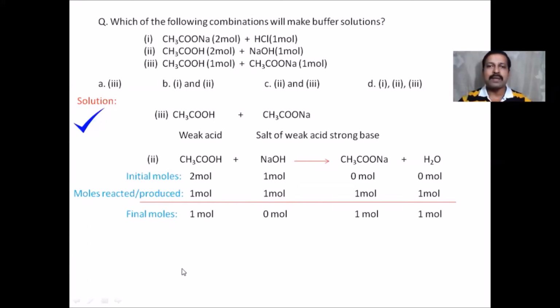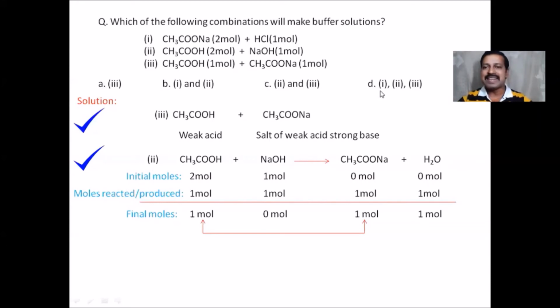So finally you tell me, what are the components that are left after the reaction? These are the 2 components. That means 1 mole of acetic acid, which is weak acid, and 1 mole of sodium acetate, that is salt of weak acid and strong base. Now you tell me, this mixture will be buffer or not? Yes, this is also a buffer solution. Very clear? So mixture 3 will come, mixture 2 will come, and on that basis, option A is ruled out, right? B was ruled out earlier only.